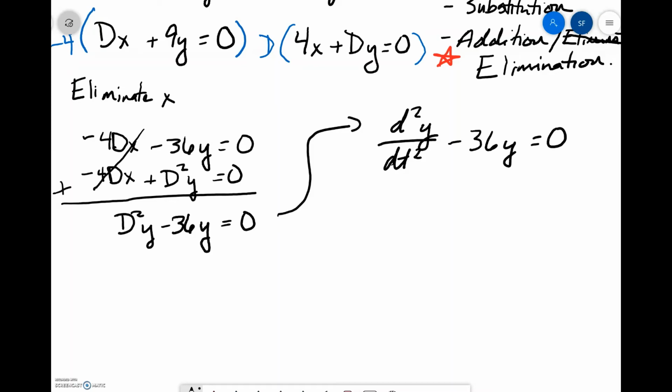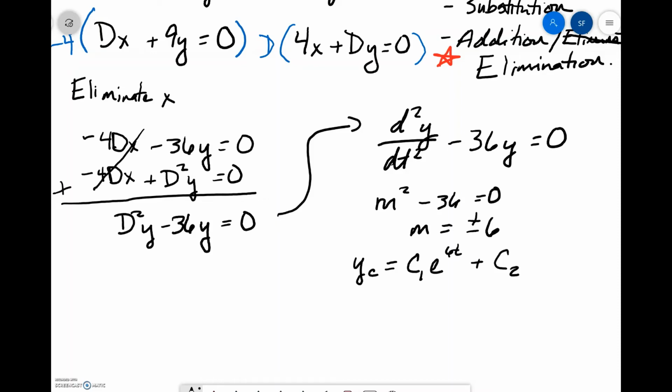Well, we just finished doing that last unit. We said, what's my characteristic equation? My characteristic equation is going to be m squared minus 36 equals 0. Solving that out, I've got m equals plus or minus 6. So my complementary solution would be c1 e to the 6t plus c2 e to the negative 6t.